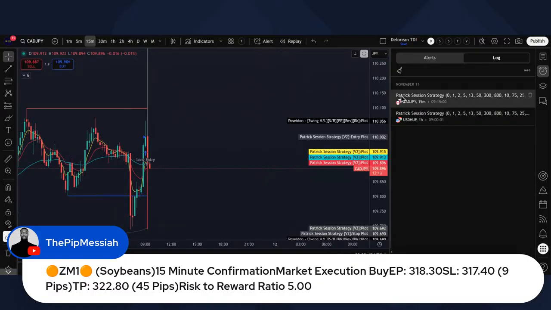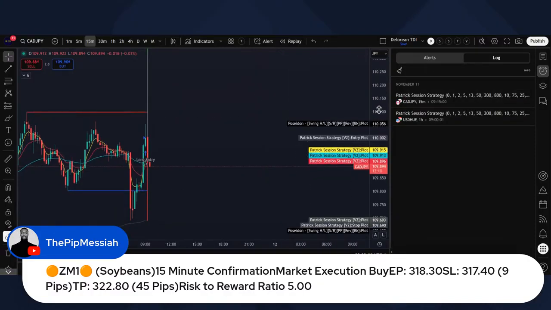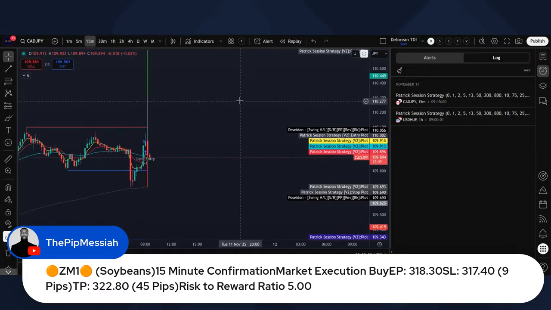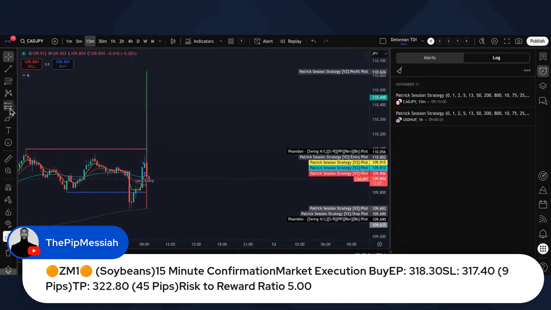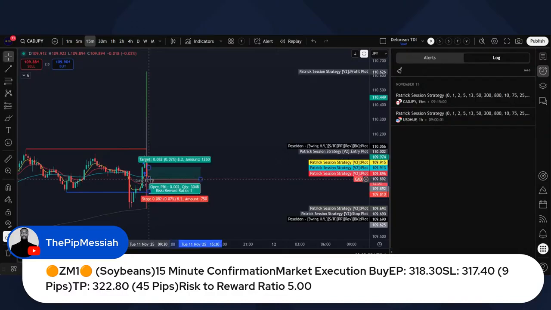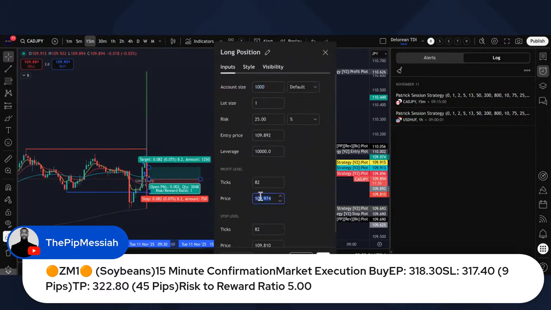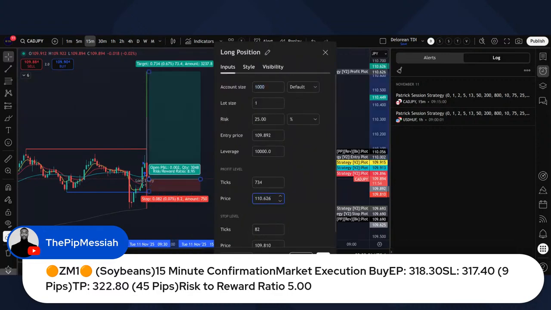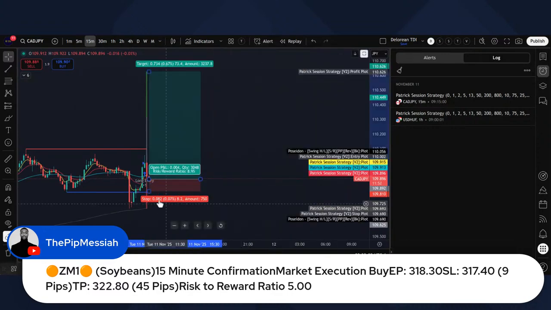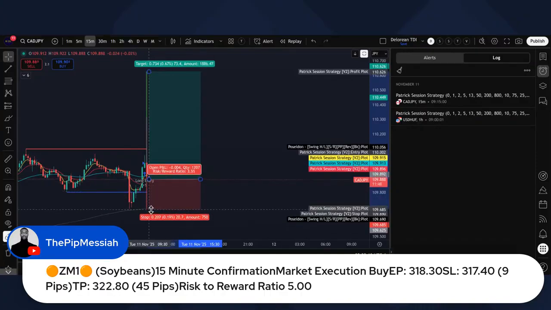All right, just like that, we got action, boss. Man, it's a nice meaty entry. Okay, this is going to be a long, targeting 110.626. I'm going to move this below the candles here.